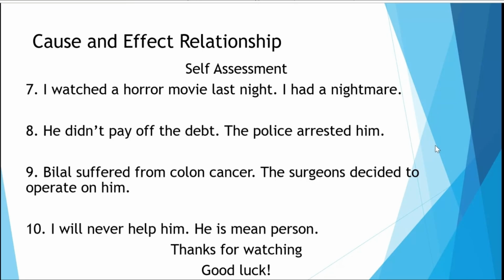I hope it will help you to some extent to remove some of the confusion in your mind when you want to express the cause and effect relationship in sentences in English.